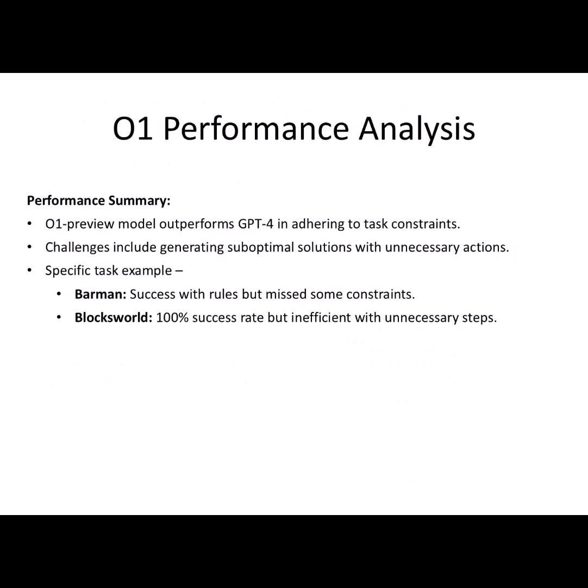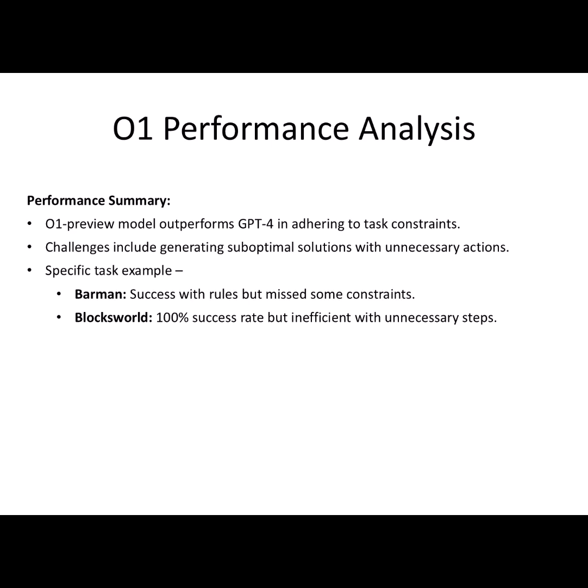And they found that the O1 preview model outperformed GPT-4 in several areas, especially in adhering to task constraints and managing state transitions. But it wasn't all sunshine and rainbows. The O1 models struggled with suboptimal solutions and had a hard time generalizing in more complex tasks. Pretty interesting, huh? Yeah, definitely.